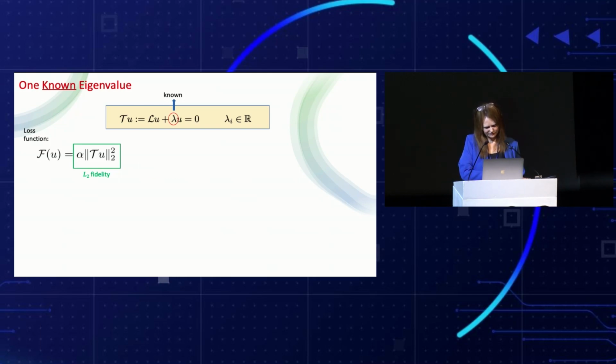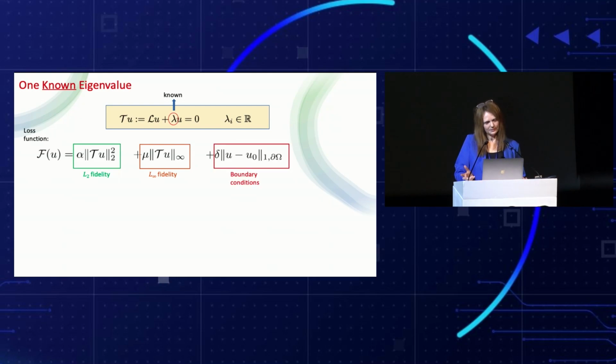The second term of the loss function is the L infinity fidelity term. It means that we want to minimize the largest deviation, the largest errors of this Tu. So the L2 norm minimizes the error in the average sense, and the L infinity decreases the largest deviations. Okay, this is another contribution of the loss function.